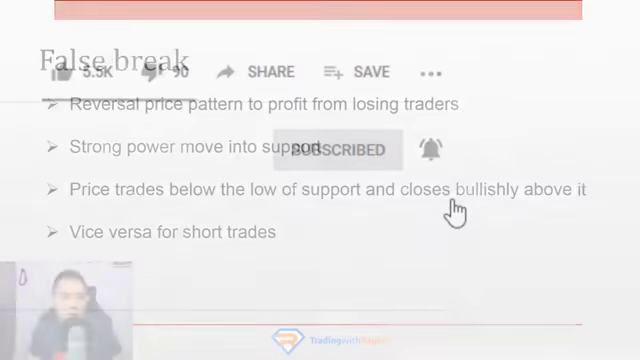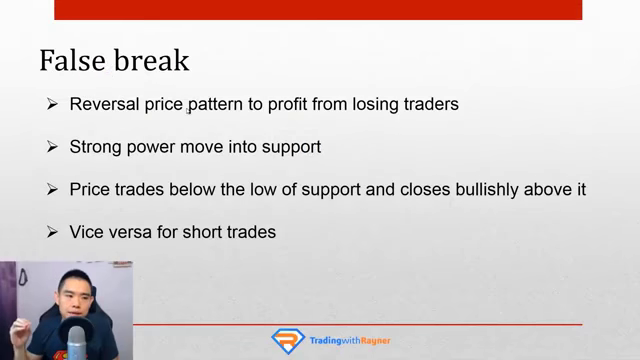So next one, the false break price pattern, right? This is simply a reversal price pattern to profit from losing traders. I'll explain more later. What you're looking for is a strong move into support or a strong move into resistance, depending on your trade direction.